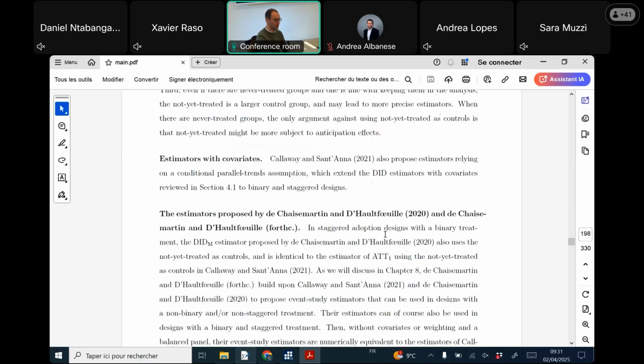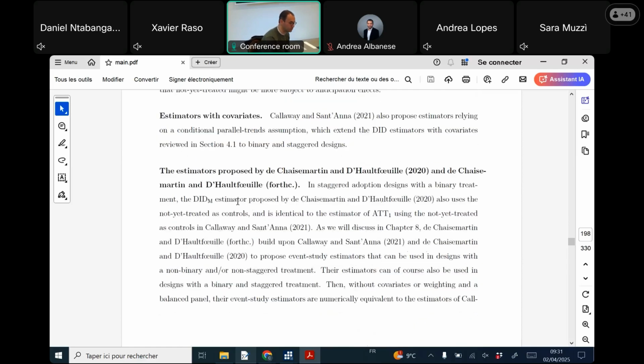Okay, so some other estimators. In the case where we have a staggered design with a binary treatment, in this paper with Xavier, we are focusing on more general designs, but in the special case of a binary staggered design, the DID-M estimator we had proposed in that paper is actually identical to the estimator of the effect of one period of exposure to treatment using the not yet treated, and that of Callaway and Sant'Anna.